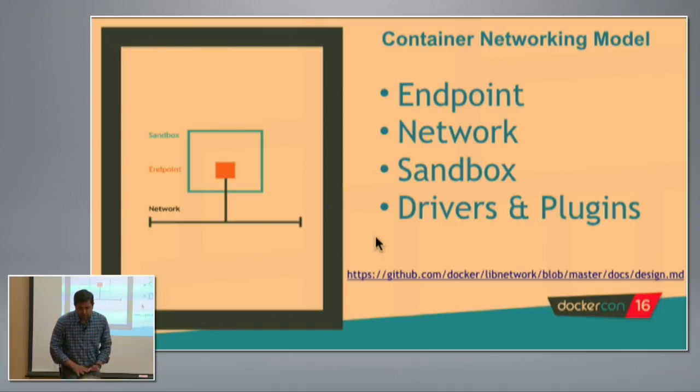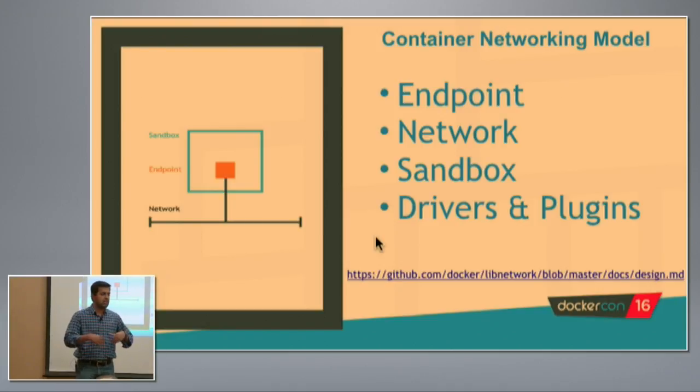So all this, if you look at it from a feature standpoint, it's a spread of features, but none of them is possible without a simpler model that we came up with. That's one of the fundamental designs that we started working on. It's called the CNM, where in a simplistic view, we have endpoints, network, and sandboxes.